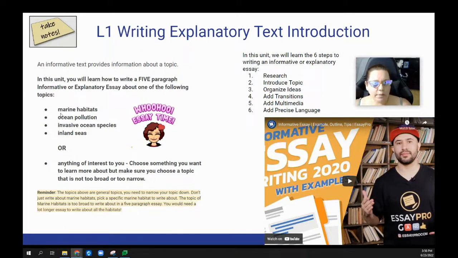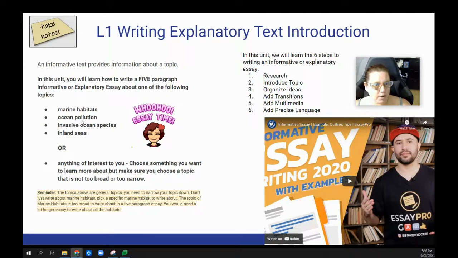So I would not write about marine habitats in general. This is a general topic. You need to narrow it down further. So I might choose one marine habitat like the coral reef or something like that, and write about that one. Remember that if I were to write about any of these topics that are listed here, in general, it would take much more than a 5-paragraph essay to cover those. So you have to narrow it down more.